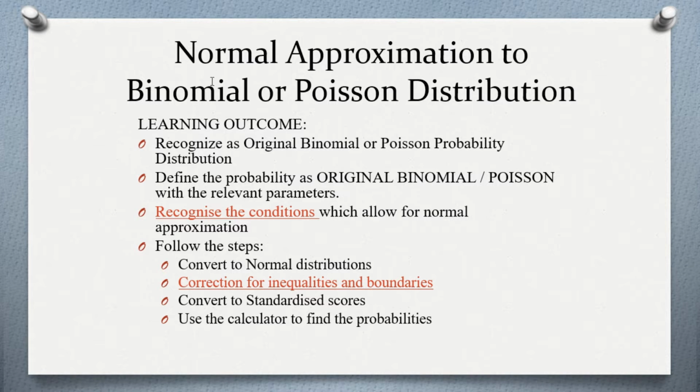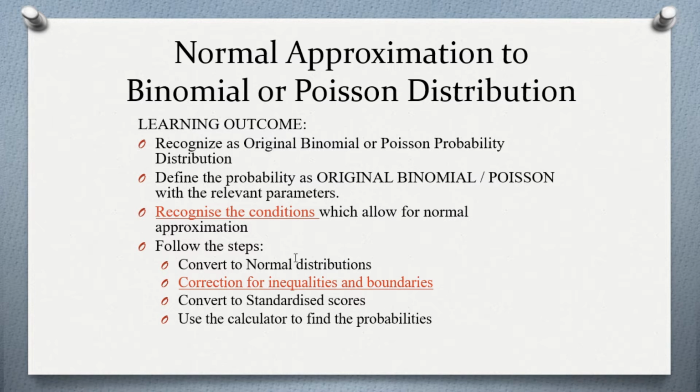All right, so the learning outcomes for today. First of all, you need to recognize the original question: is it binomial or is it Poisson? The second thing you need to do is define the probability as per the original distribution. So if it's binomial, you define the whole thing with n and p. If it's Poisson, you define it with the lambda. Okay, then you need to know when you can change it to normal.